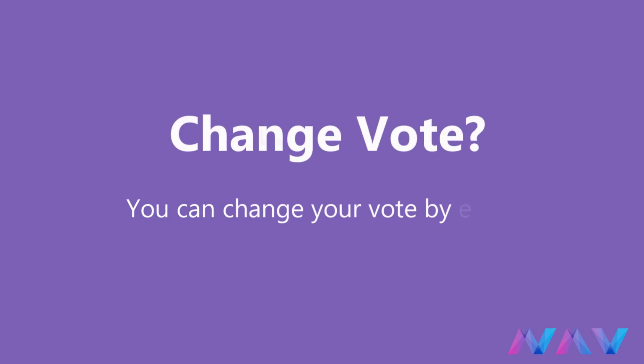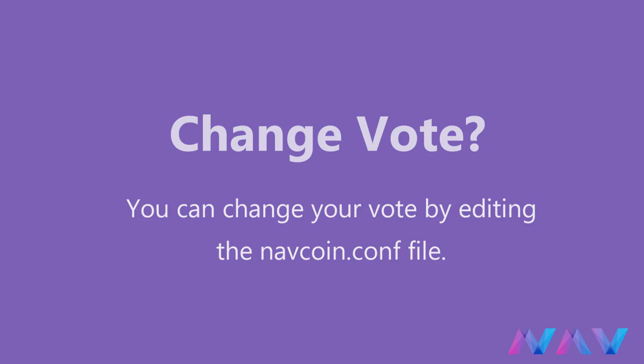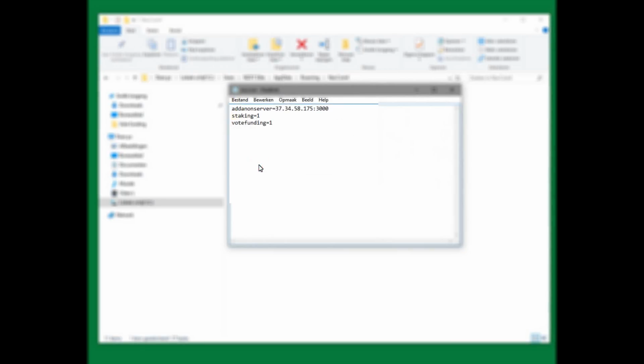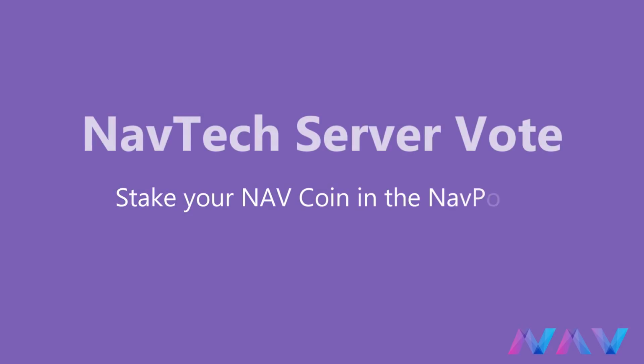You can always change your voting. If you want to change your vote on the NavPi, you simply select the other option from yes or no. If you want to change on the core wallet, you have to go to the NavCoin configuration file. You can find the configuration file in the NavCoin 4 folder. Edit the configuration file and select the option you want. You can add a 1 for yes and a 0 for no behind vote funding is.